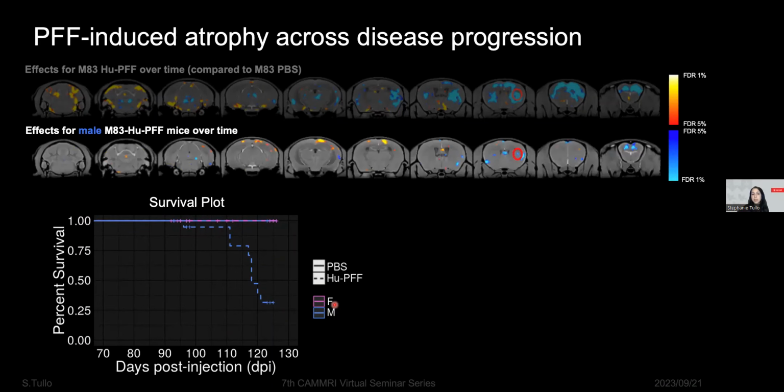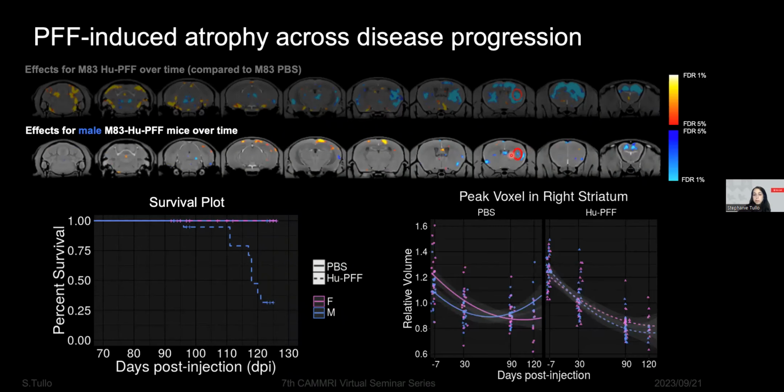We then did the three-way interaction, examining sex and injection group over time. We saw very focal effects, but nonetheless, strong effects for the male mice that received the human fibrils. Again, looking at a peak voxel in our injection site, the right striatum, we see the steepest rate of decline for the male mice that received the human fibrils.